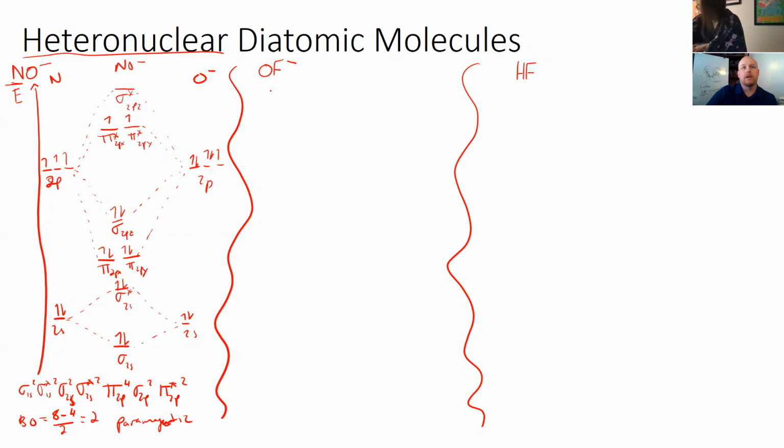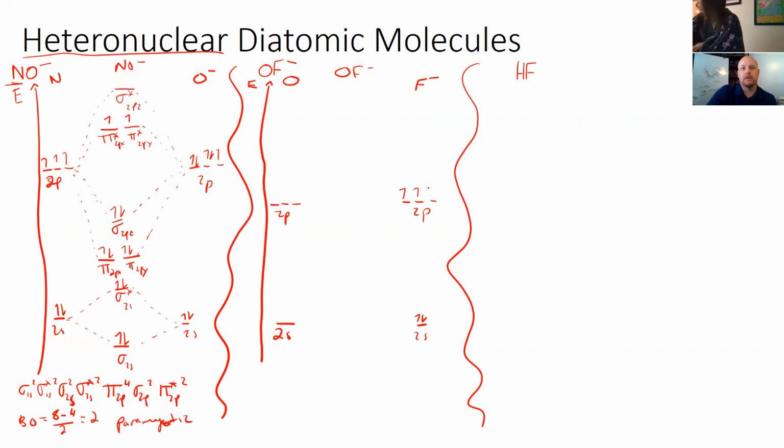Okay, we can do the same idea for OF minus. So here we're going to have our oxygen, our fluorine, our OF minus. For the oxygen, there were 2s orbitals and 2p orbitals. For the fluorine, we have the 2p and 2s. And we fill in the fluorine. I'm actually going to put the minus charge on the fluorine because it's the more electronegative element. And so we've got 8 electrons around the fluorine, and 6 valence electrons on the oxygen.